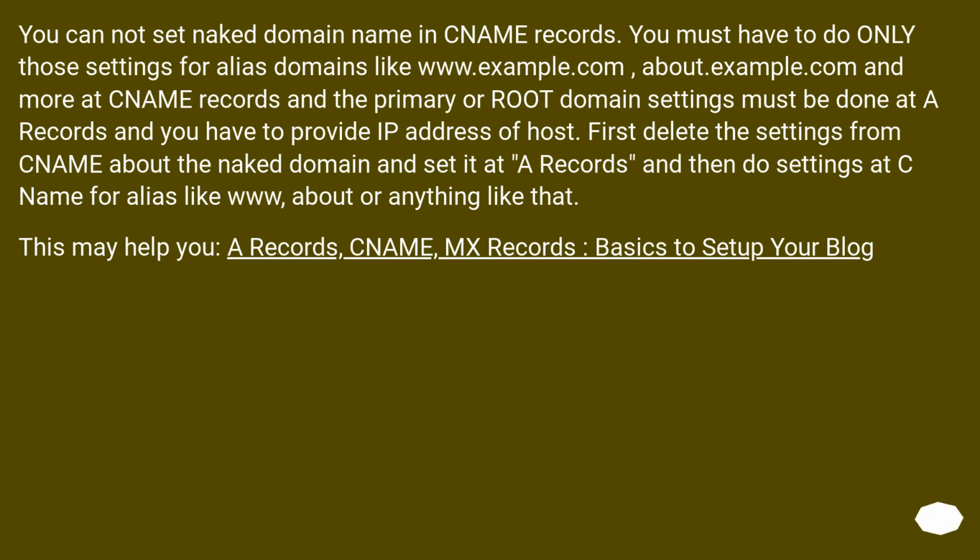First delete the settings from CNAME about the naked domain and set it at A records, and then do settings at CNAME for aliases like www, about or anything like that. This may help you: A records, CNAME, MX records, basics to set up your blog.